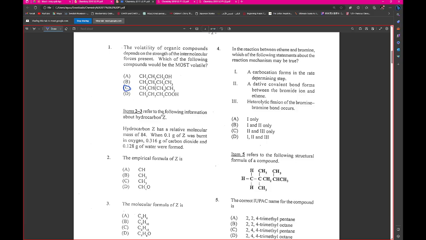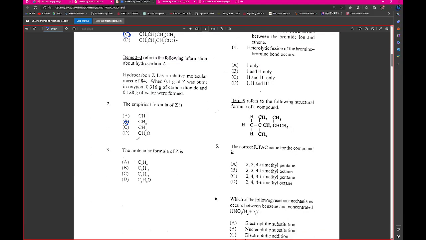Now looking at this next one: hydrocarbon Z has a relative molecular mass of 84. When 0.1 grams of Z was burnt in oxygen, 0.316 grams of carbon dioxide and 0.128 grams of water were formed. The empirical formula of Z is? I think I got B for this one. Alright, it is B. After you put it in simplest whole number ratios, the molecular formula should be C6H12.